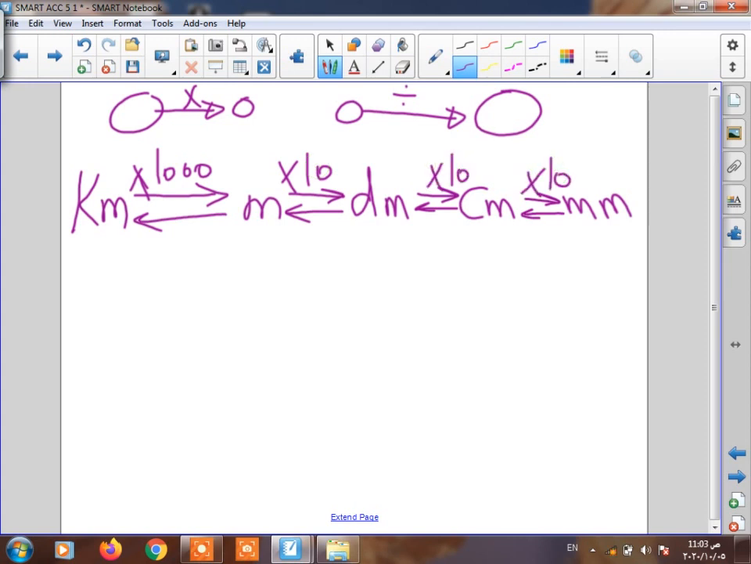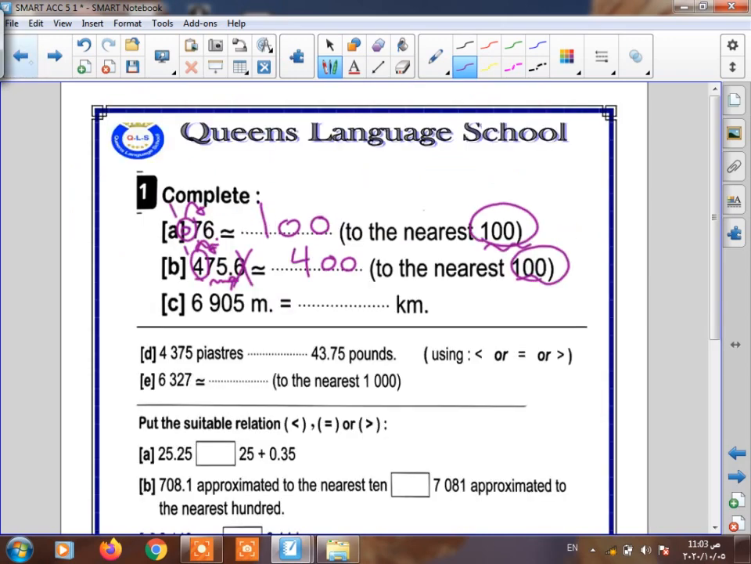If I need to make it opposite, from meter to kilometer, divided 1000. From decimeter to meter, divided 10. Centimeter to decimeter, divided 10. Millimeter to centimeter, divided 10. Okay, then we will back to our question.